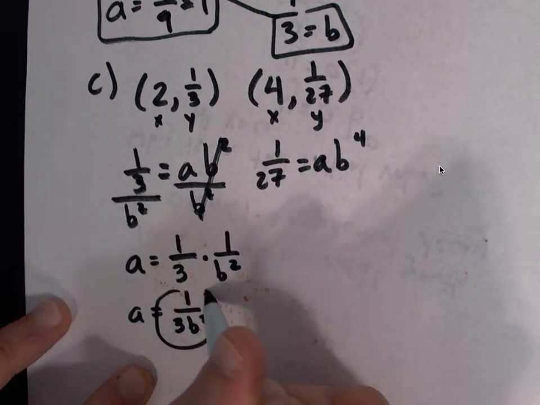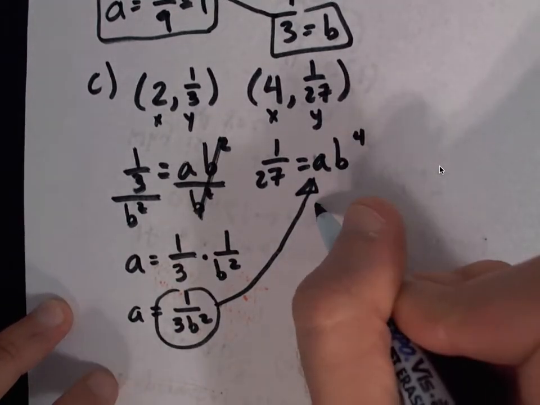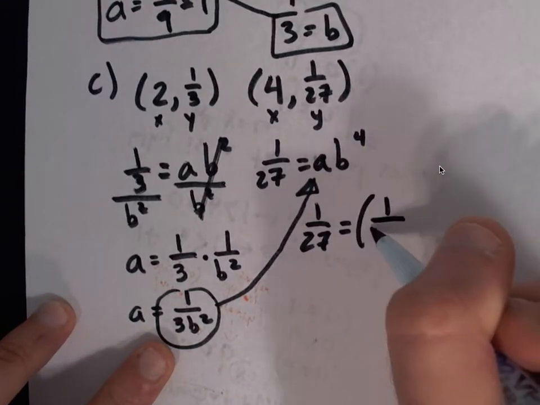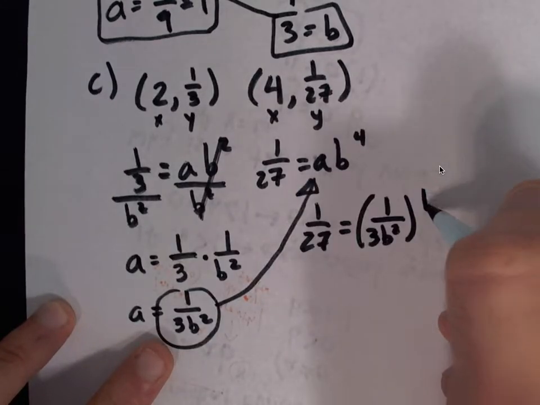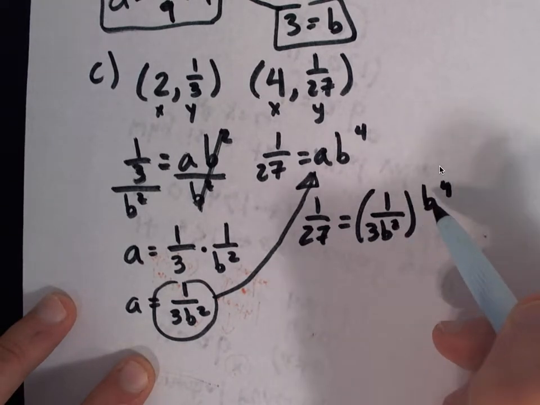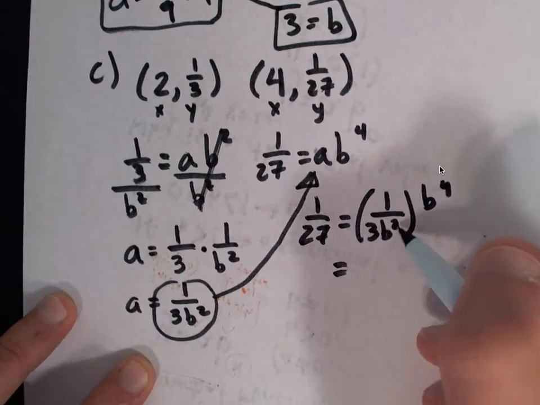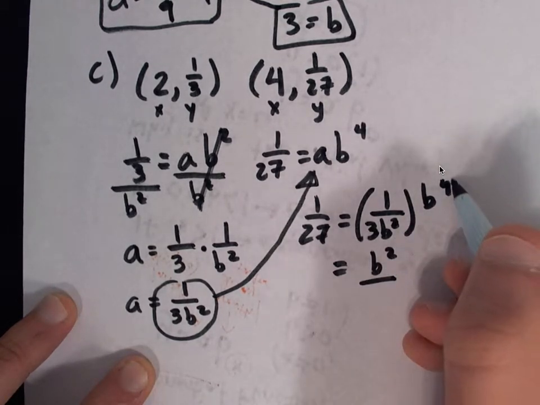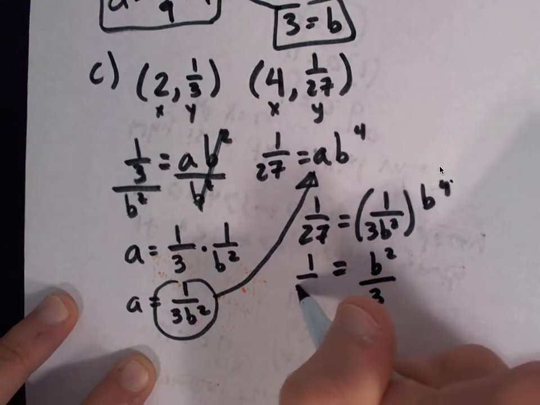Okay? So we go ahead and plug that in right there. So we get 1 over 27 equals 1 over 3b squared times b to the 4th. Okay, so we can see for the b's, 4 minus 2, we're going to get a b squared on the top in the numerator. B squared over, let's see, those guys went away, over 3. So 1 over 27.